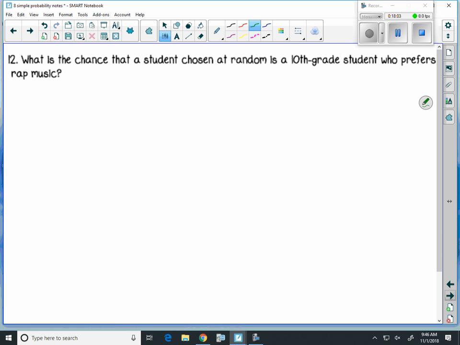All right, what is the chance that a student chosen at random is a 10th grade student who prefers rap music? So how many students are 10th graders? 50 out of 200, which is the same thing as 1/4. Okay, and then how many total prefer rap music? 102. So 102 out of 200. Okay, so if we multiply those, we get like 12 point, almost 13%. We'll say 12.75%.